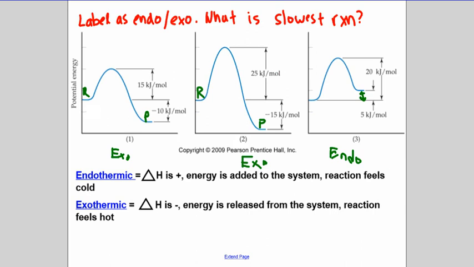Now if we're talking about the slowest reaction, the slowest reaction is going to be the reaction that has the largest activation energy. So right here, this one requires 25 kilojoules per mole for activation energy, while this one's only 20 and this one's 15. So this one is probably going to be the slowest reaction because essentially all reactants have to crest this entire thing. Every reactant has to have extra energy to get up to the peak here, whereas these need noticeably less energy.